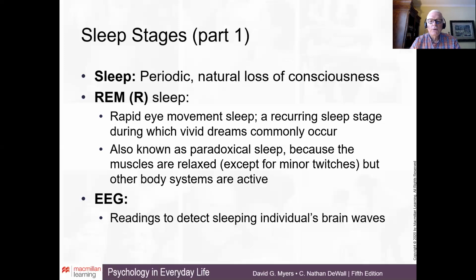But even though our body is inactive in that way, in another way, our body is highly active, and that has to do with the activation of our autonomic nervous system, the sympathetic part of it, because we tend to be in a state of heightened physiological arousal when we are in REM sleep.